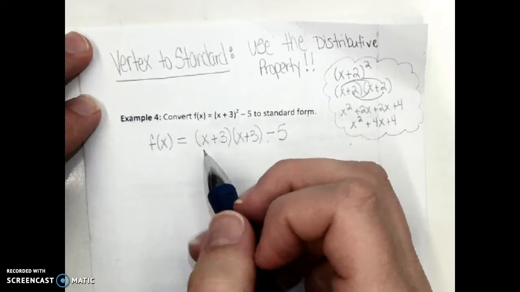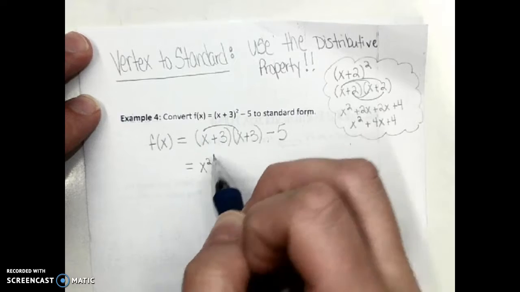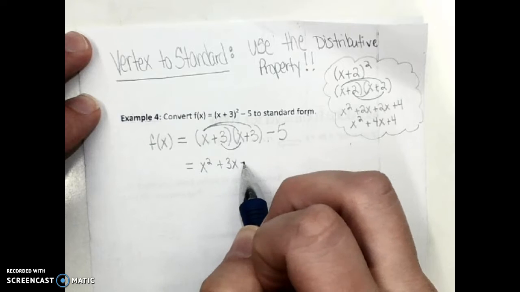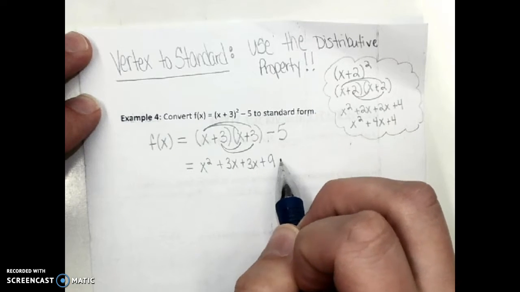So now we're going to distribute. X times x is x squared. X times 3 is 3x. 3 times x is 3x. And 3 times 3 is 9. Bring down minus 5.